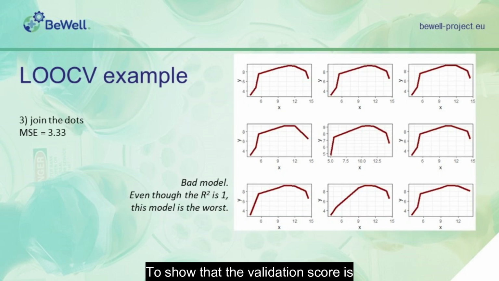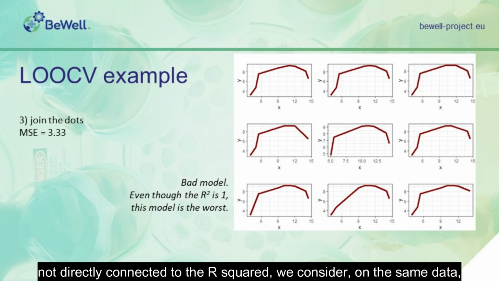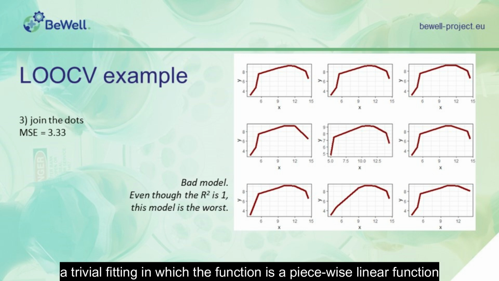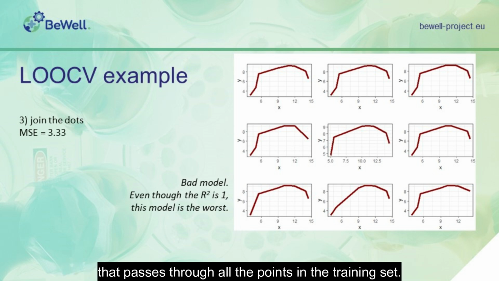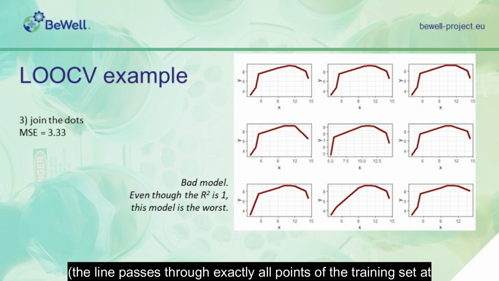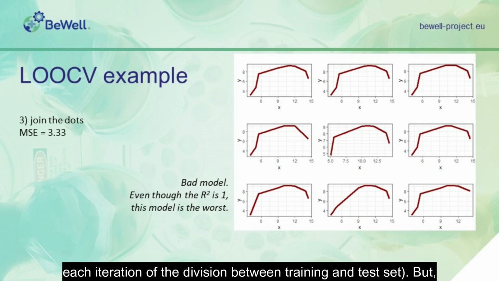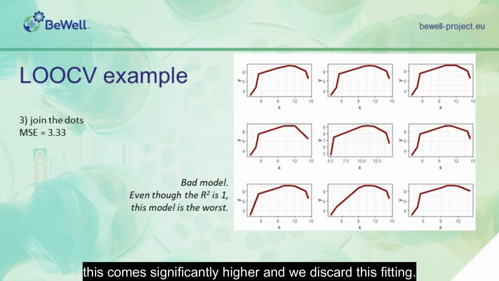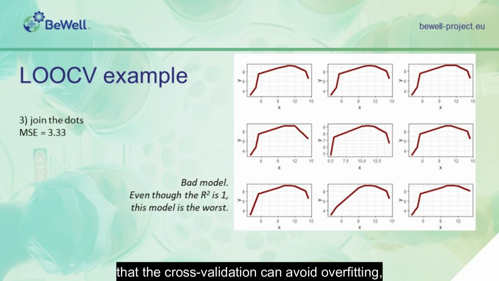To show that the validation score is not directly connected to the R-squared, we consider, on the same data, a trivial fitting in which the function is a piecewise linear function that passes through all the points in the training set. In this way, the R-squared within the training set is exactly 1. The line passes through exactly all points of the training set at each iteration of the division between training and test set, but if we look at the MSE, this comes significantly higher and we discard this fitting. This simple example shows us that the cross-validation can avoid overfitting, while the R-squared is not able to raise alarms.